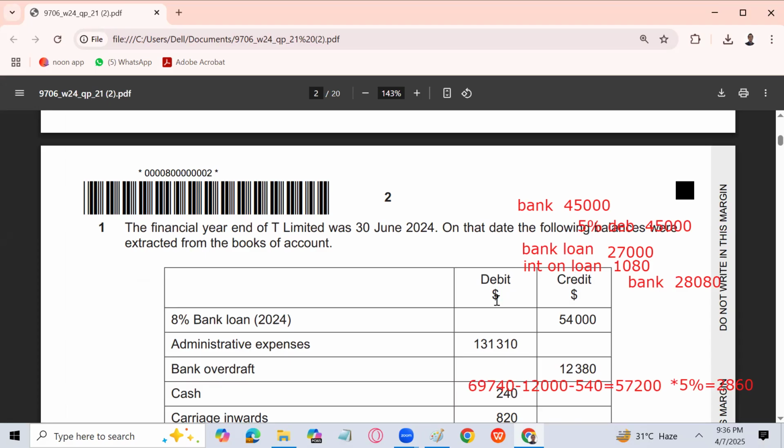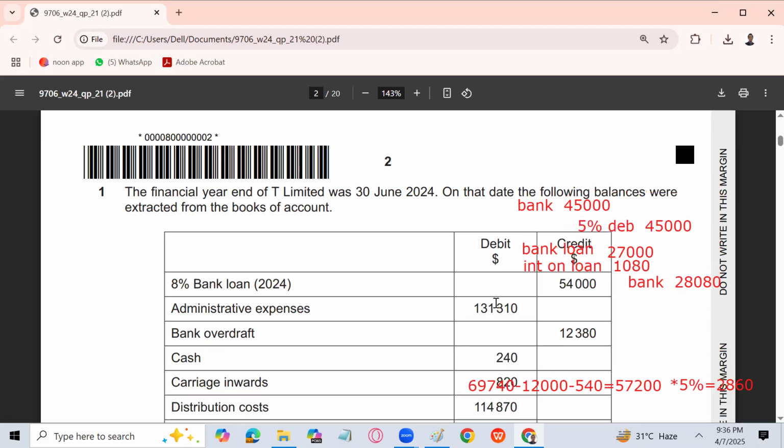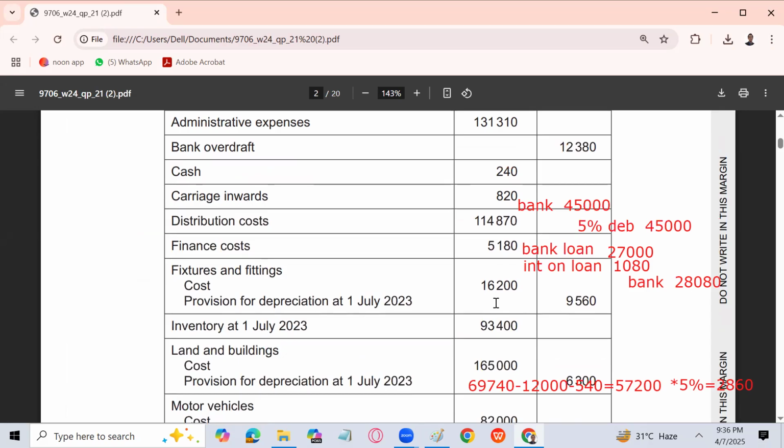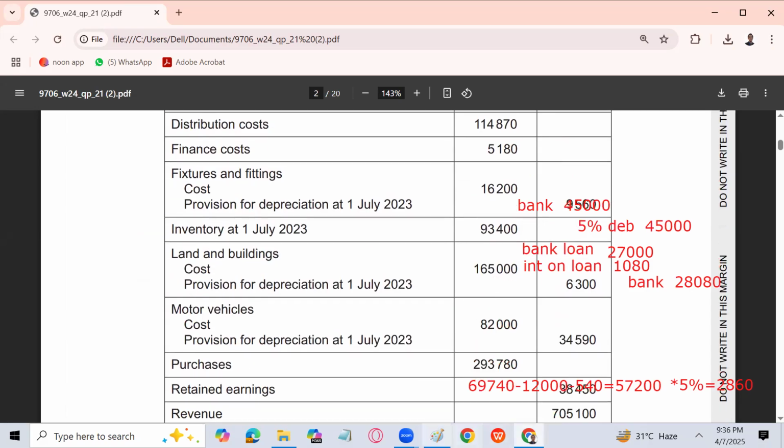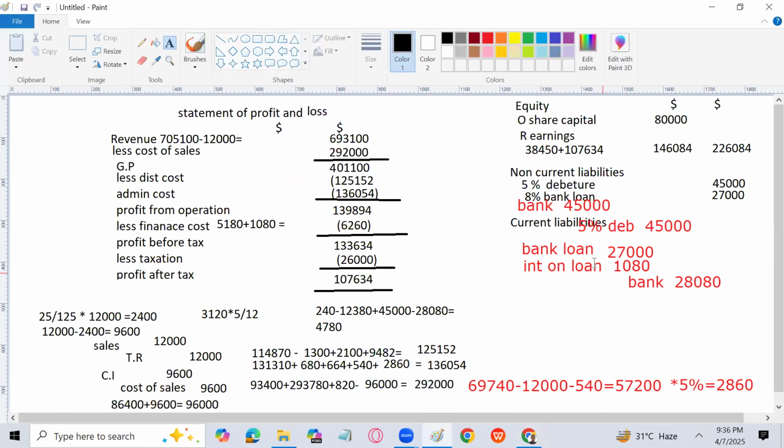It means that the remaining has already been paid. Nine months has already been paid, and other than that, 3 months have been paid also. We have paid the 3 months interest also along with the bank loan. So 27,000 is going to be the non-current liability.